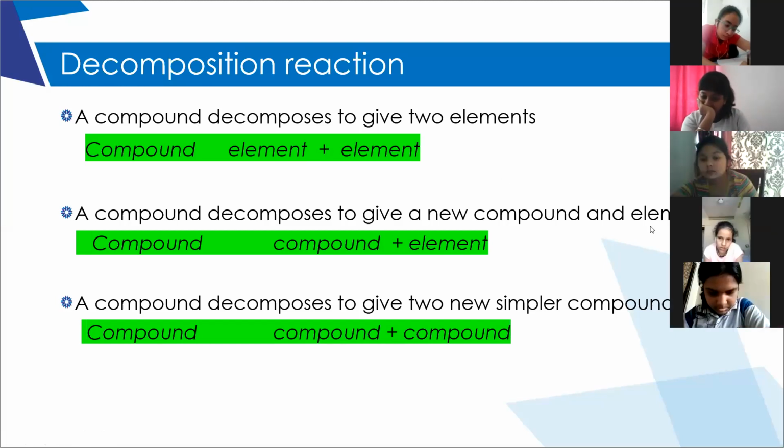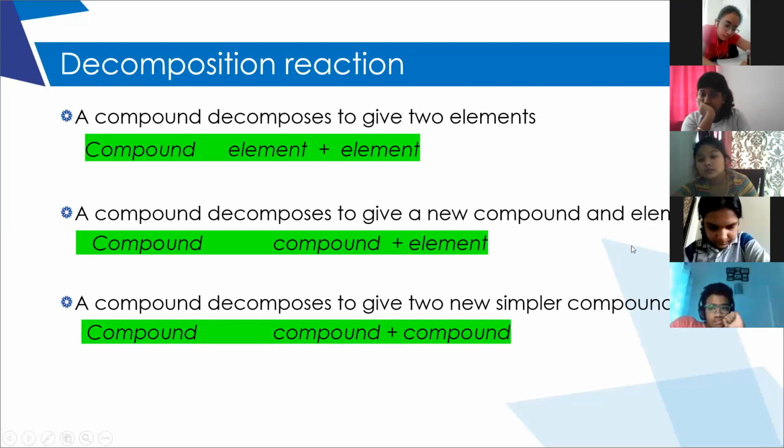Nitrogen and hydrogen. Ammonia decomposes into nitrogen and hydrogen. Water decomposes into? Hydrogen and oxygen. If we take magnesium oxide, it decomposes into magnesium and oxygen.